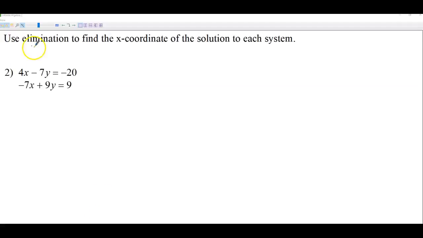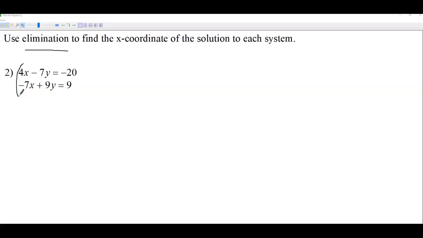First thing we're going to be doing is reviewing how to use the elimination method to solve a system of equations. On the test, all you need to do is solve for x, but typically when you do solve a system, you solve both x and y. So I'm going to solve for both, but you really just need to solve for x.